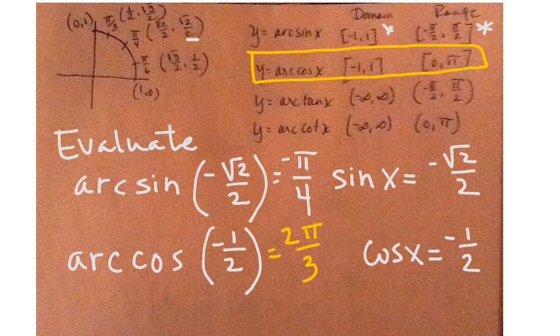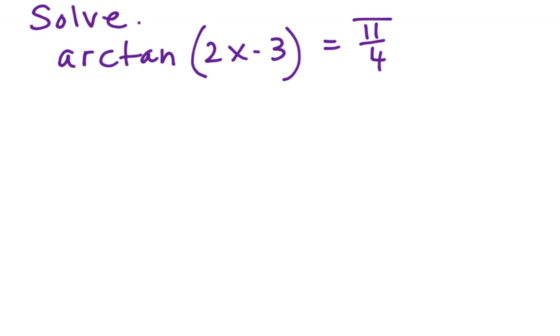Okay, moving on. Here's an equation to solve. The arctan of the quantity 2x minus 3 is equal to pi over 4. So, just like any equation, I have to undo operations. So I want to first undo arctan. And how would I undo arctan? Well, what's the inverse of arctan? Inverse is going to be the tangent.